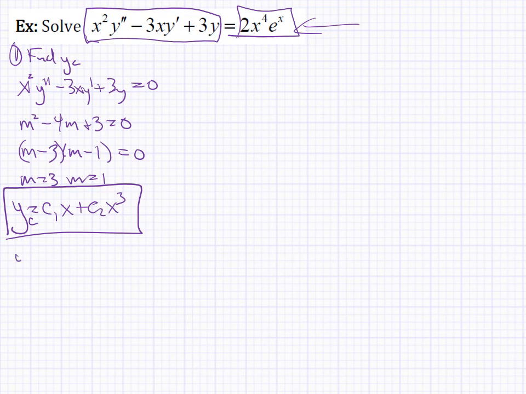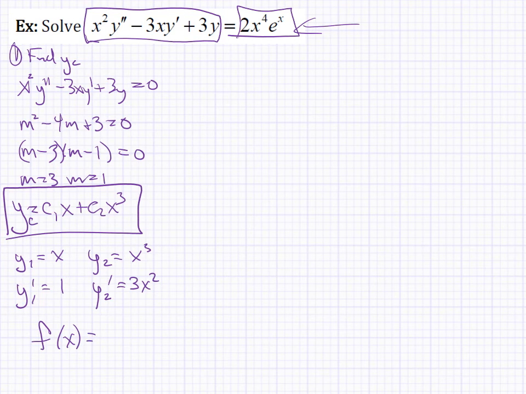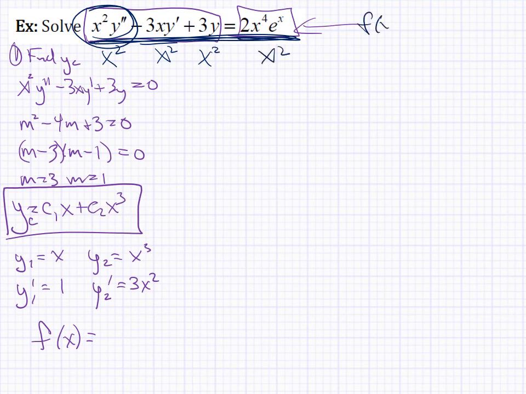Now, in that, our first solution is x, our second solution is x cubed, the derivative of the first solution is 1, the derivative of the second solution is 3x squared, and remember from the original differential equation, if we put this in standard form, we have to figure out what f of x equals for our variation of parameters formulas, but this has to be in standard form, so we would have to divide by x squared all the way through to do that, and therefore our f of x would end up being 2x squared e to the x.